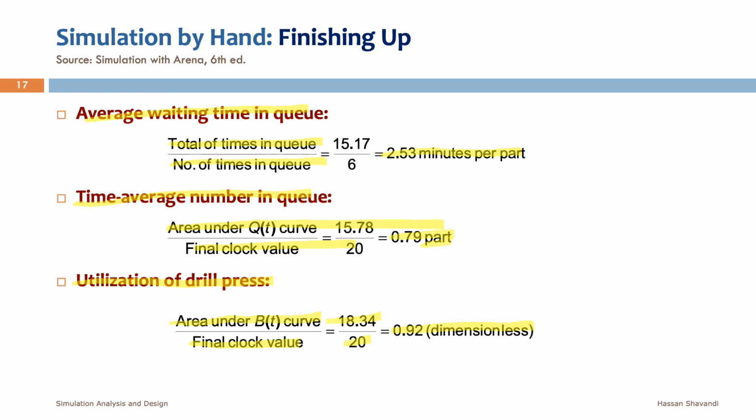So that was an example of a simulation by hand, and we will see more in the next chapter. That was this part, and in the next part we will wrap up the process of simulation of discrete event systems.